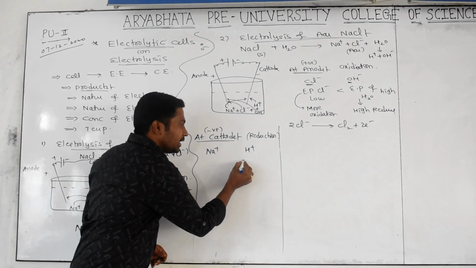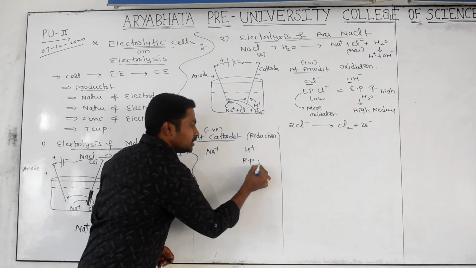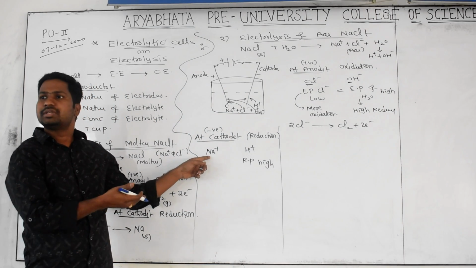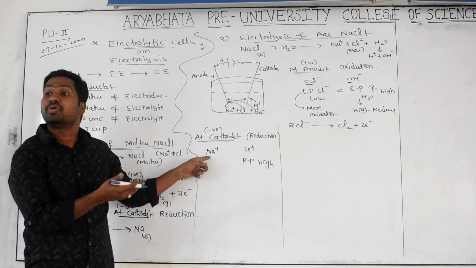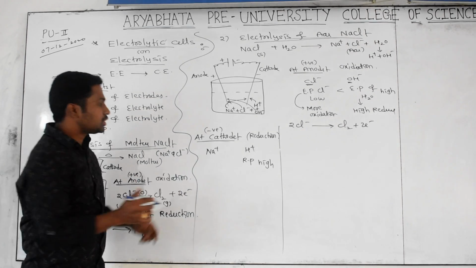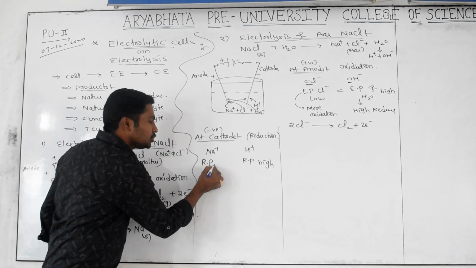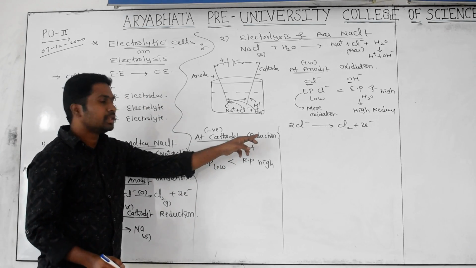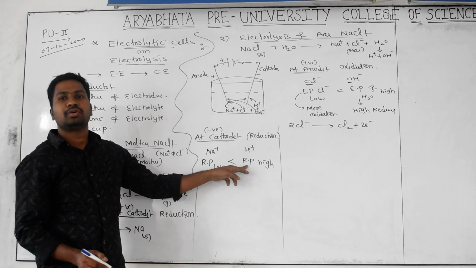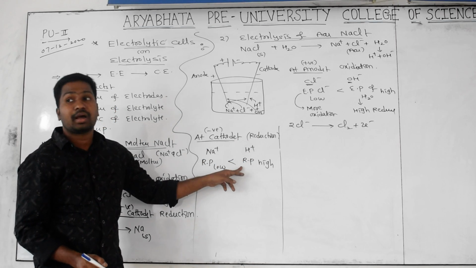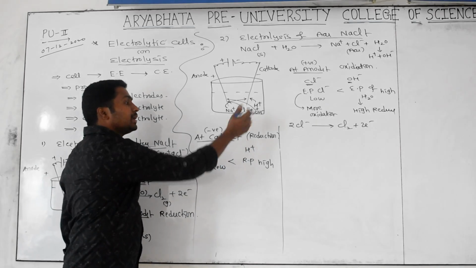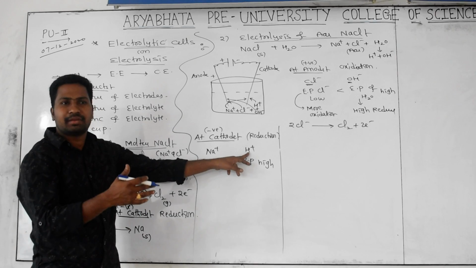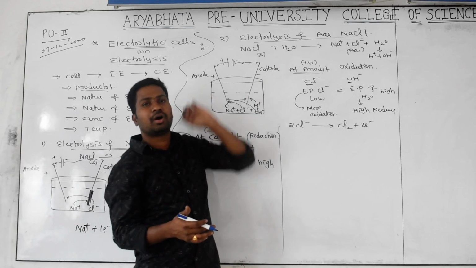That's why the reduction potential value of this species will be high. Sodium has very little tendency for reduction because it is a metal. Metal has more tendency for the oxidation. That's why its reduction potential value should be low. So generally at cathode reduction is going on, and the reduction nature is directly proportional to the reduction potential value. That's why H plus is involved in the reduction process. The availability of H plus will be very less, as it exists in the form of water.